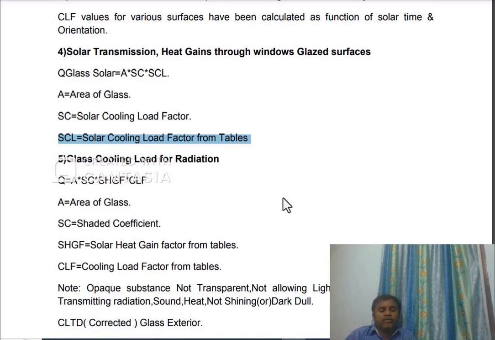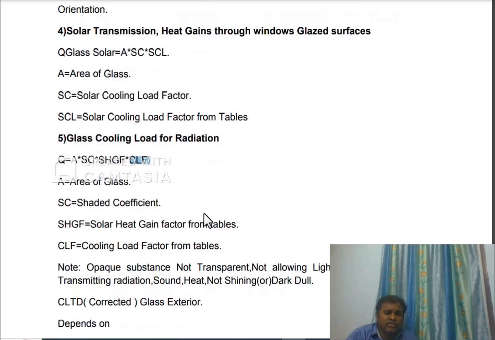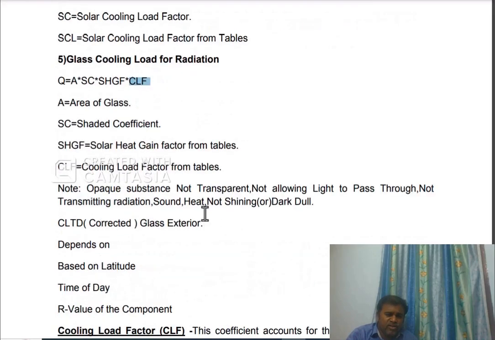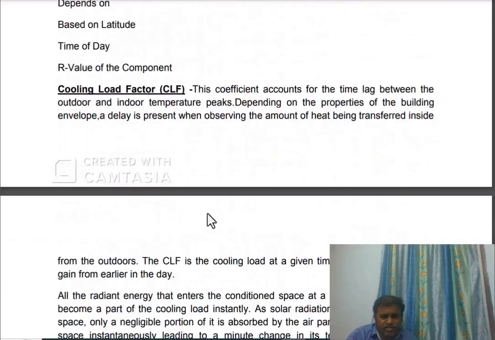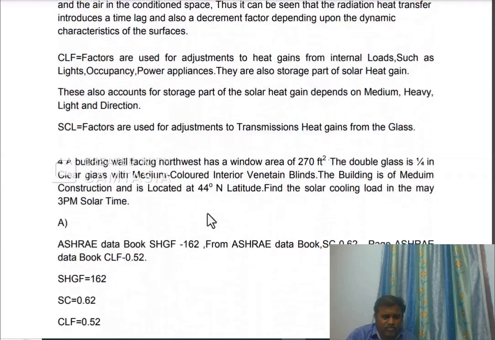Glass cooling load for radiation, the Q is equal to A, the area, into SC, the shading coefficient, into SHGF, the solar heat gain factor from tables, and CLF. These are cooling load factors you can take from tables again. You can take down the values, you can check and find them from the data book and all. Okay.